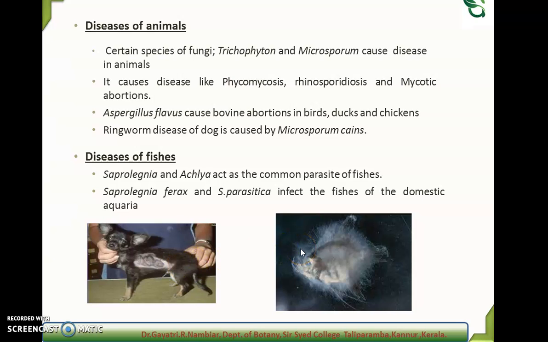Likewise, in fishes many diseases have been reported that are caused by Saprolegnia, such as Saprolegnia ferox and Saprolegnia parasitica, which infect the fishes of domestic aquariums. In aquariums, many fishes die due to the disease caused by these fungi, mainly Saprolegnia species. So these are some of the harmful aspects of fungi.